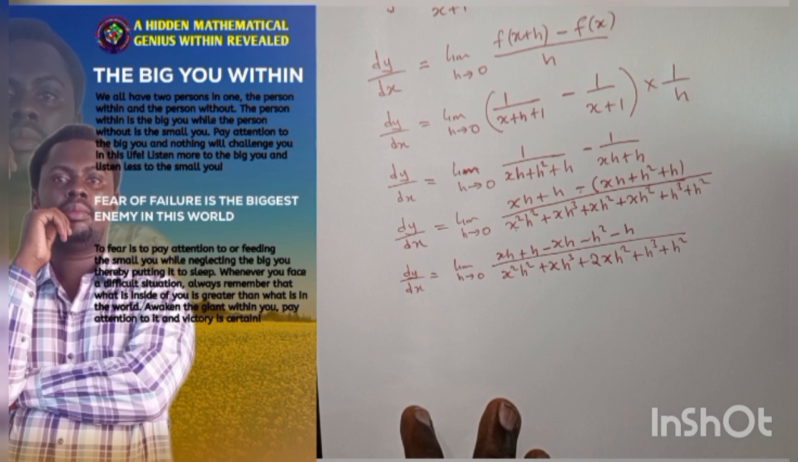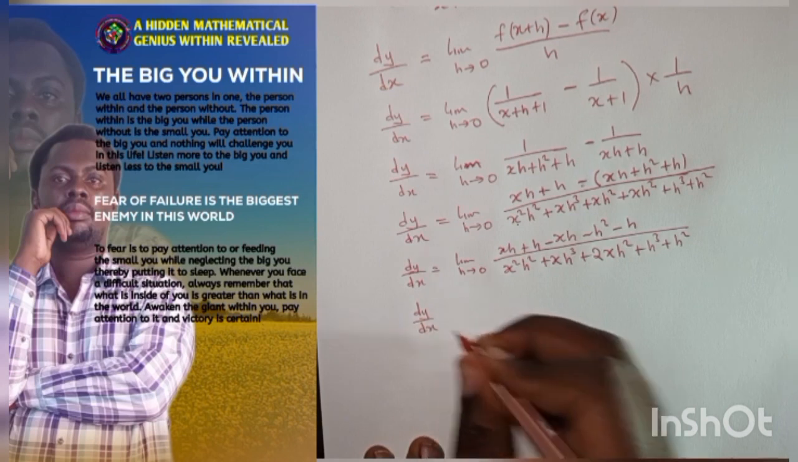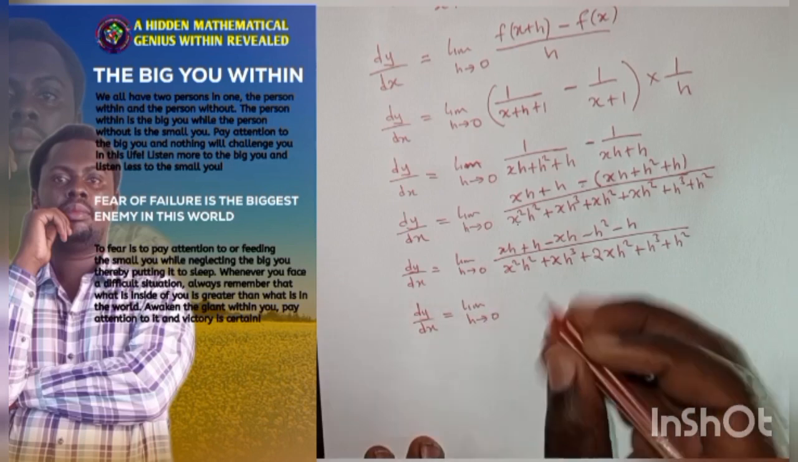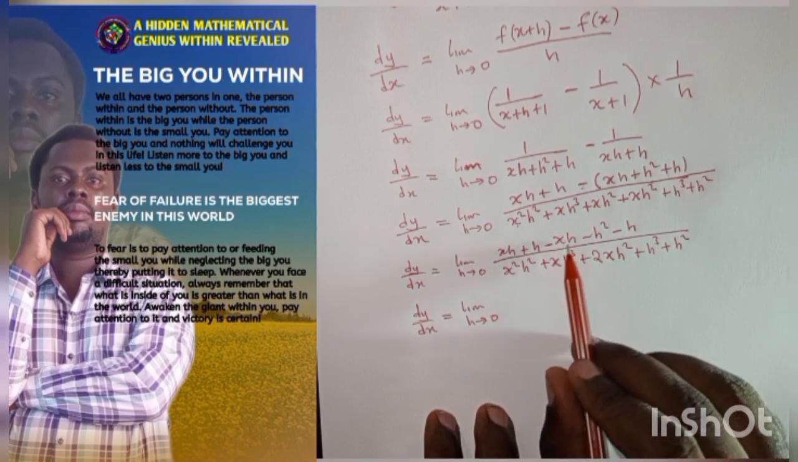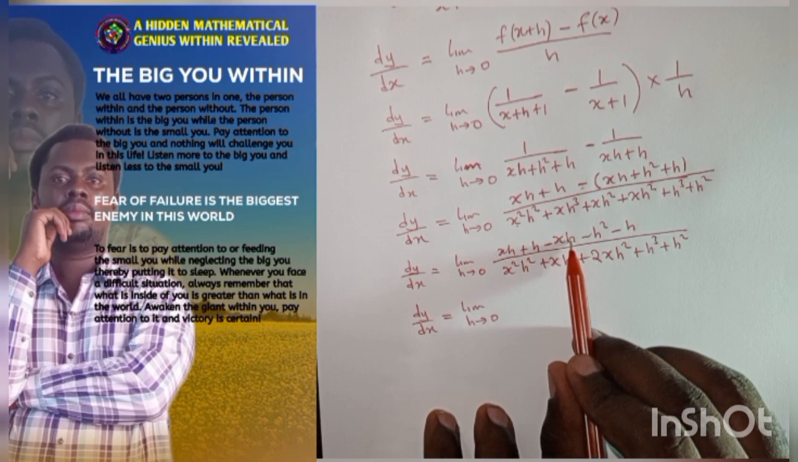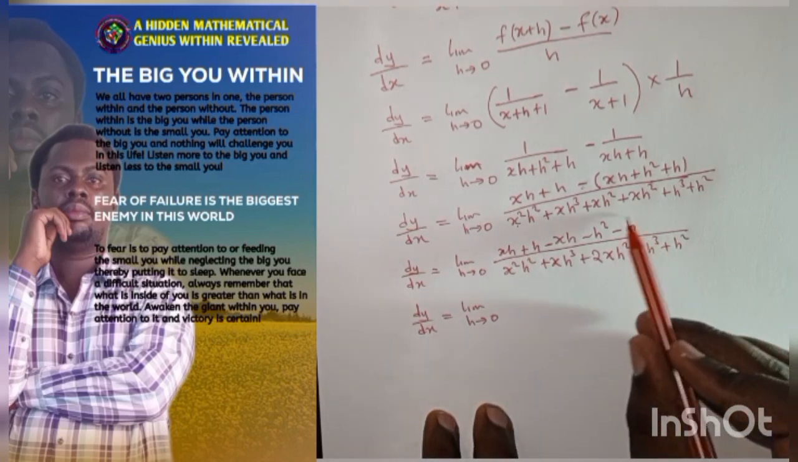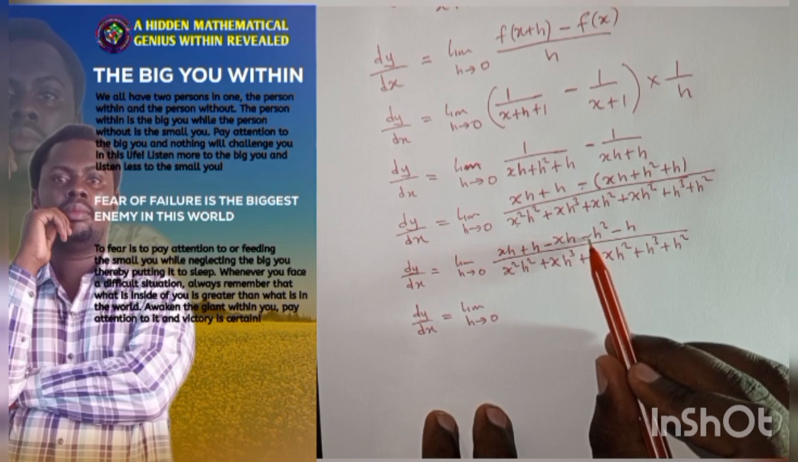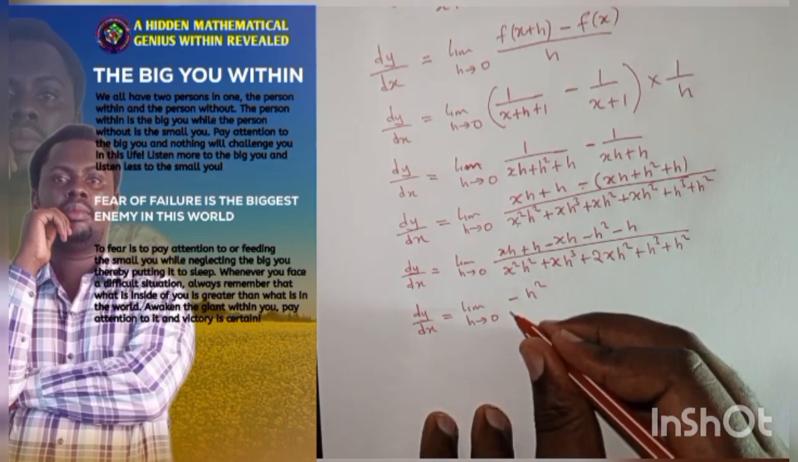So if you look at the numerator, first dy/dx is equal to the limit as h approaches 0 of xh, and this minus xh will cancel out, because xh minus xh is just 0. Then we have plus h and minus h. This is also cancelled out, so we are going to remain with minus h squared. So we have minus h squared on top, and over.